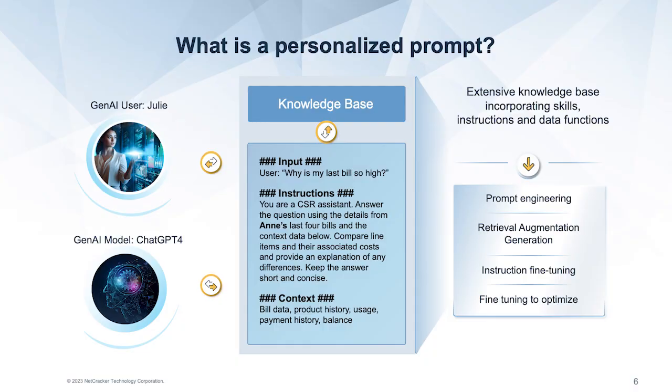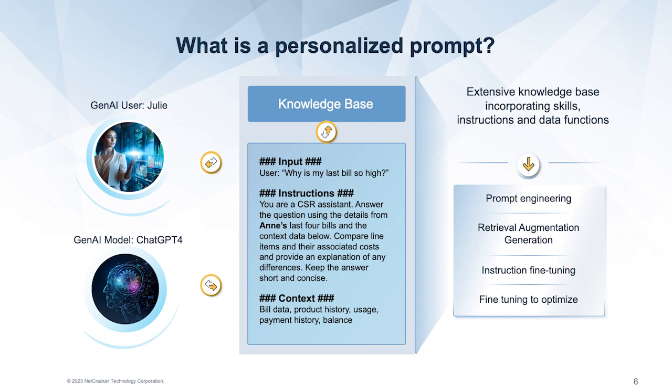So let's maybe build up that prompt. This is what we mean by a personalized prompt. This is what we mean when we're not giving the original user request to the Gen AI model, but first enriching it with extra instructions. So for example, you're a CSR assistant, if we keep that example as before, the bill. So it's telling it how to act, because the Gen AI model needs a context of how to act. We're saying use data from Anne's last 4 bills.